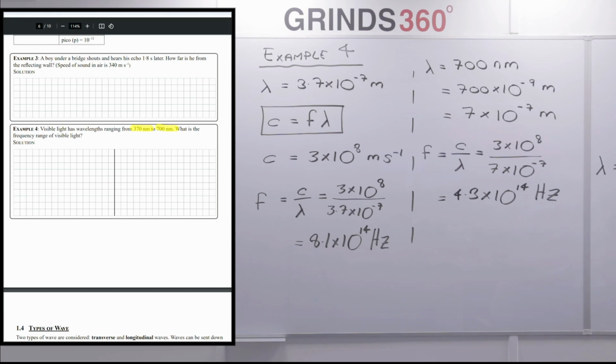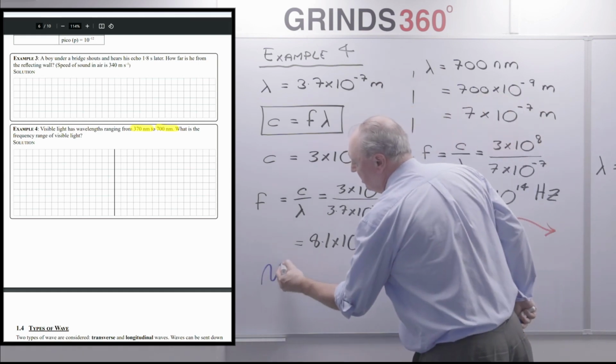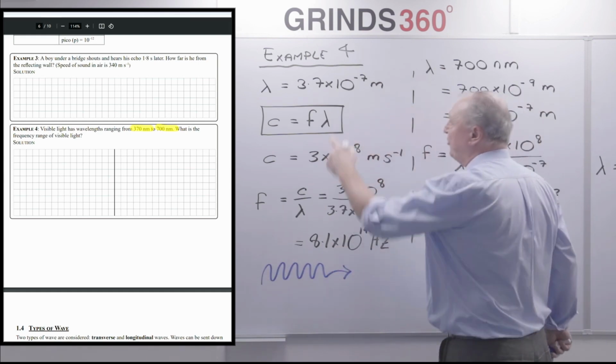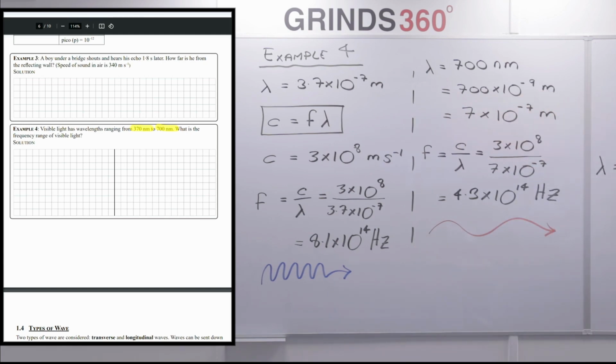So that's the frequency range of visible light. So I suppose you're talking about starting from red light. Red light has a longer wavelength. That's one end of the spectrum. It's got a long wavelength and a low frequency. All the way down to the other end. The other end would be violet. I'm going to use blue for violet. It's got a smaller wavelength. You can see it's 370 nanometers, but it's got a higher frequency. So your answer will be, the frequency range of visible light will be from 4.3 by 10 to the power of 14 hertz up to 8.1 by 10 to the power of 14 hertz.